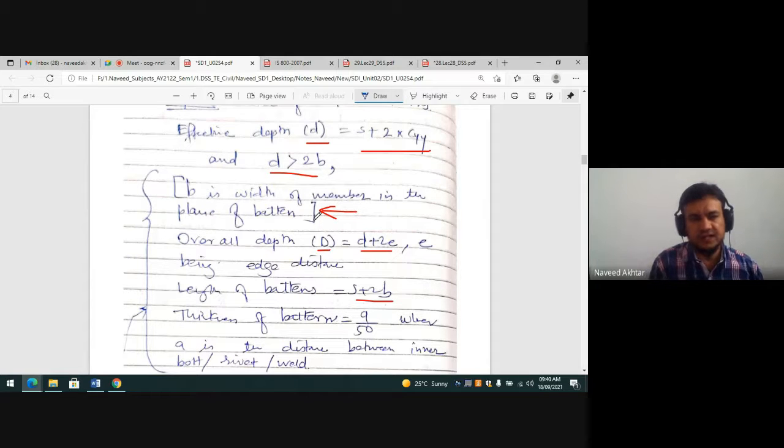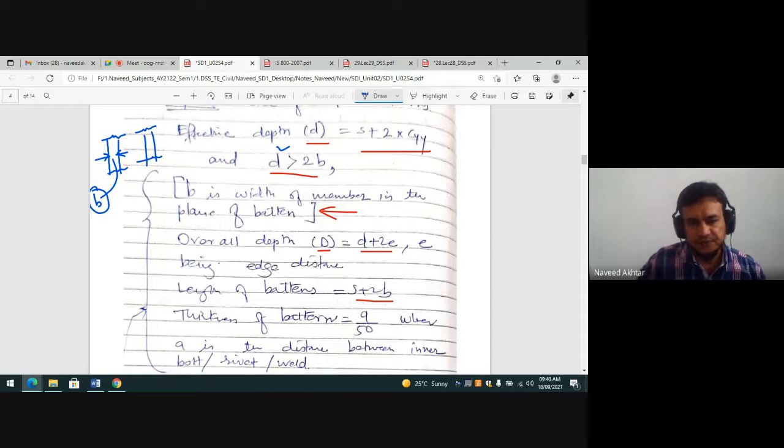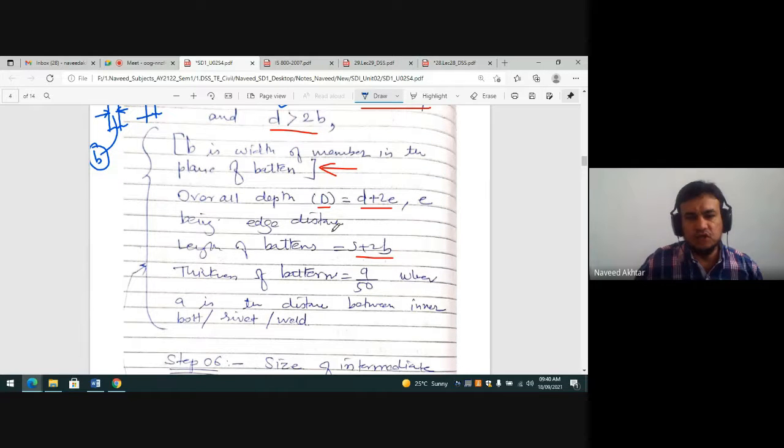ना width of member in the plane of batten means ये हमारे दो member हैं ना, इनकी जो width है, इसको हम क्या बोलते हैं, b बोलते हैं. ओके, तो ये जो भी width है आपकी main member की, इसके 2 टाइम्स से depth ज्यादा होना चाहिए. ये एक check. Then overall depth is equal to D plus 2E.